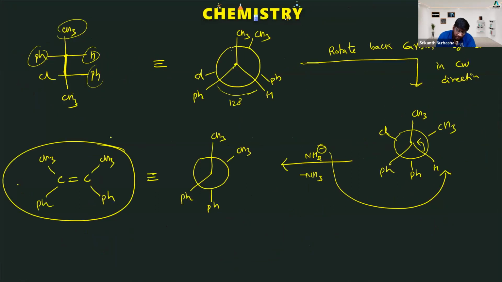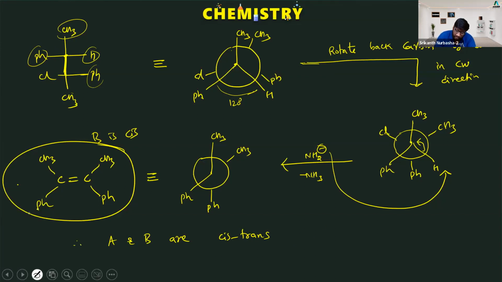Compound B is cis. So among A and B, which will be having cis and trans? Therefore, A and B are cis-trans isomers.